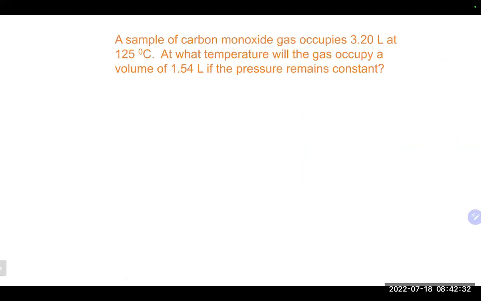All right, so let's try one here. A sample of carbon monoxide occupies 3.2 liters at 125 degrees Celsius. At what temperature, we'll go with Celsius, would the volume be 1.54 liters? Okay, let's take a look. So we can pull out our information here. We've got our volume is 3.2 liters. Our temperature is 125 degrees Celsius. And we are looking for a temperature, and our volume there goes to 1.54 liters.